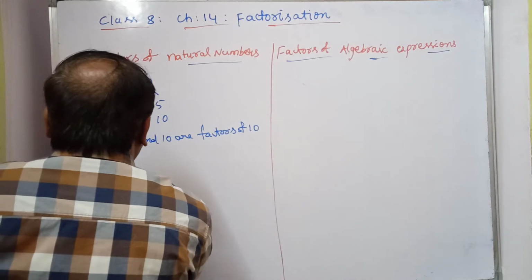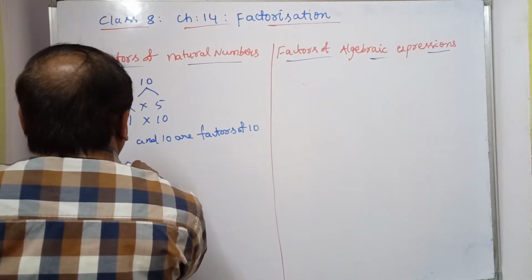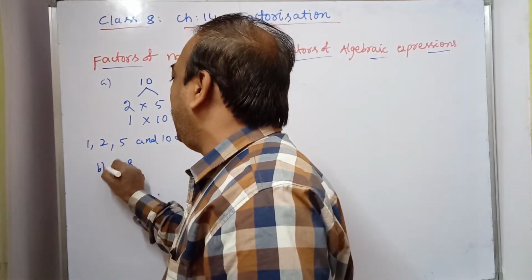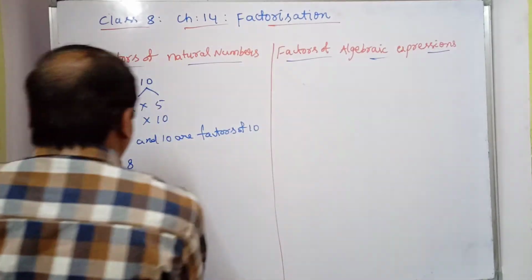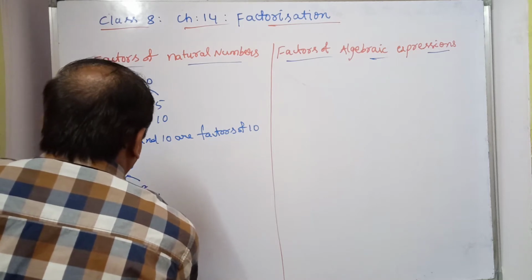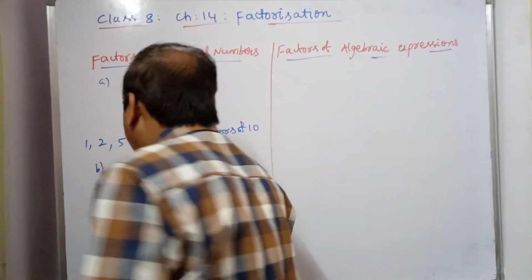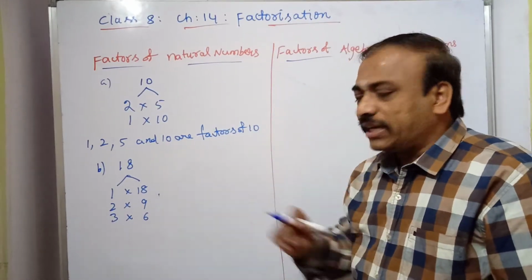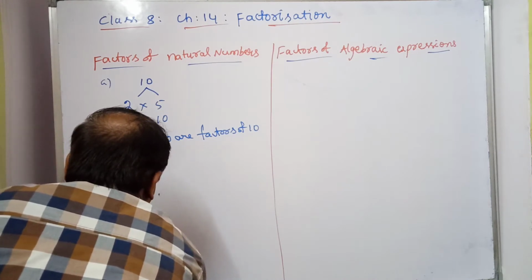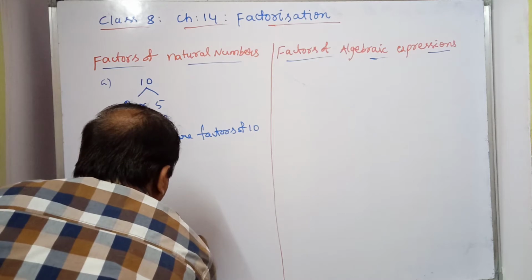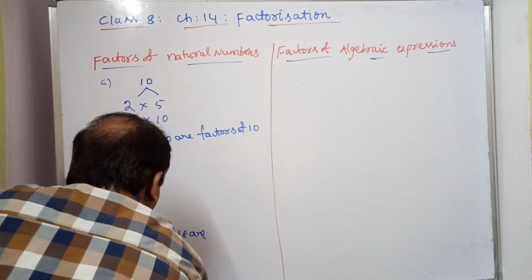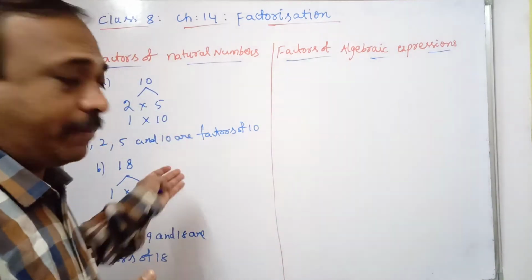Similarly, take another number, 18. The factors of 18 are nothing but 1 into 18, then 2 into 9, then 3 into 6. So 1, 2, 3, 6, 9 and 18 are the factors of 18. Now these are all the factors. How do we approach then?